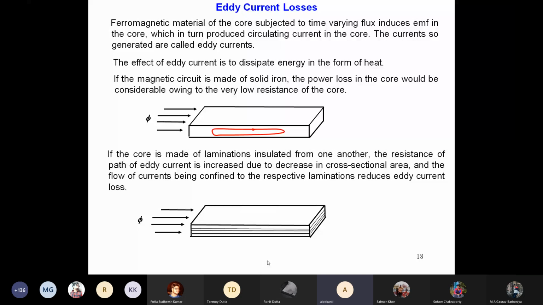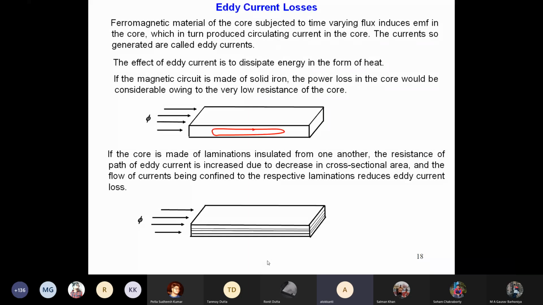So one way is to reduce the eddy current loss, and that is achieved by making the ferromagnetic material in the form of lamination. This core is made of laminations that are insulated from each other. So the resistance of the path is increased due to the decrease in the cross-sectional area, and the flow of currents being confined to the respective laminations reduces eddy current loss. Okay, so this is the eddy current phenomenon, which will invariably happen when the source is AC.